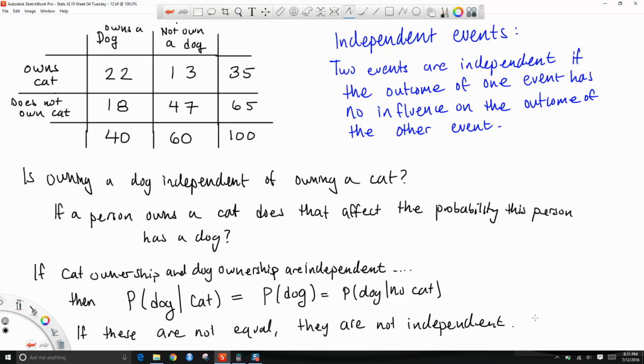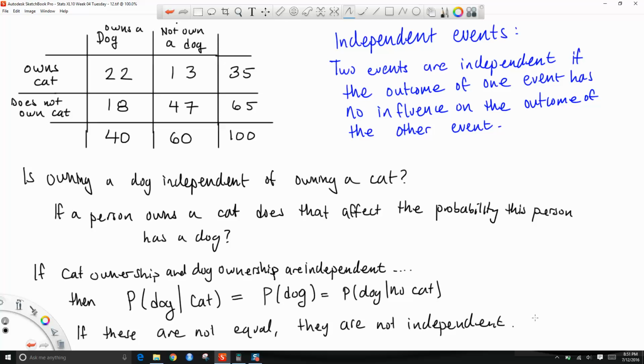Do we understand? Does this make sense? So we could say, let's say being left-handed is independent of owning a dog. If that's the case, what's the probability that someone is left-handed? Maybe we say 15%. There's a 15% chance that a person is left-handed.